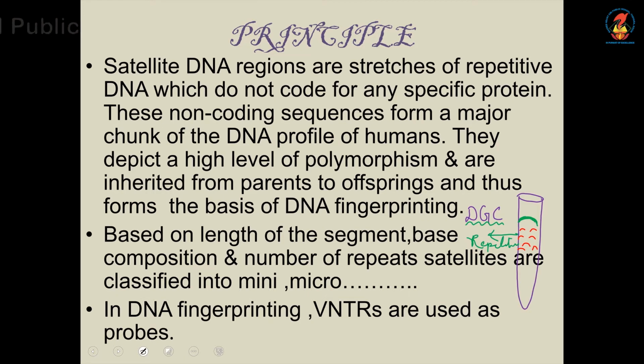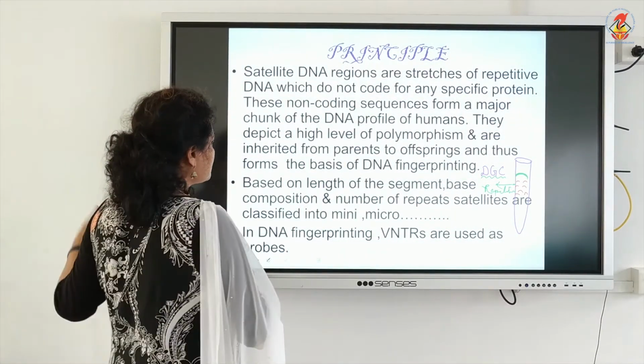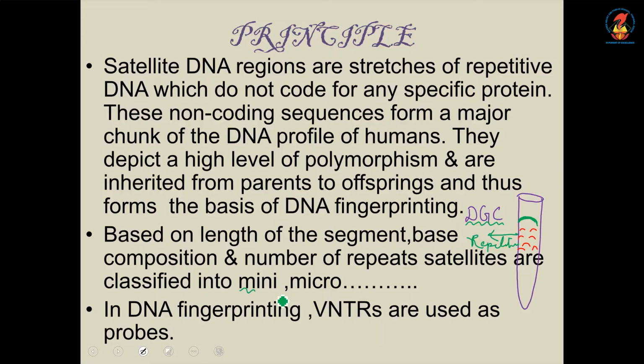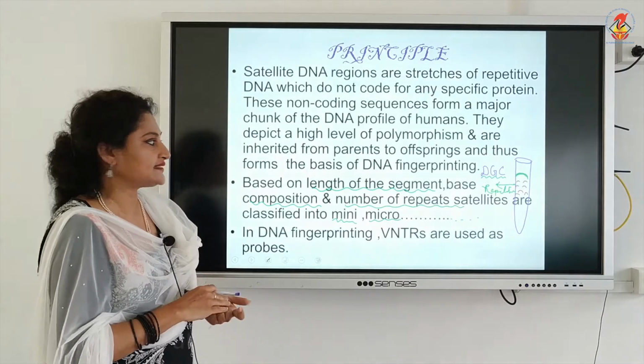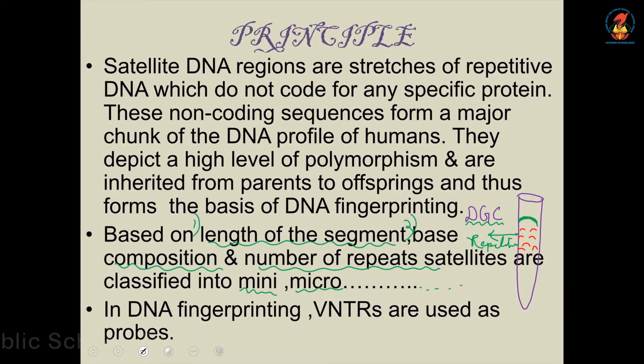And this repetitive DNA looked like satellites. So these were called satellites. The satellites were classified into mini satellites, micro satellites, macro satellites, etc., based on the composition of the bases, the number of repeats, as well as the length of the satellite. So once again, these satellites were classified based on the length of the segment, base composition and the number of repeats.